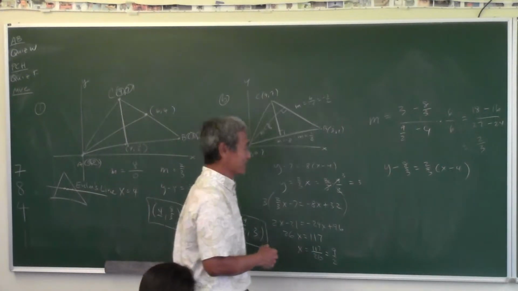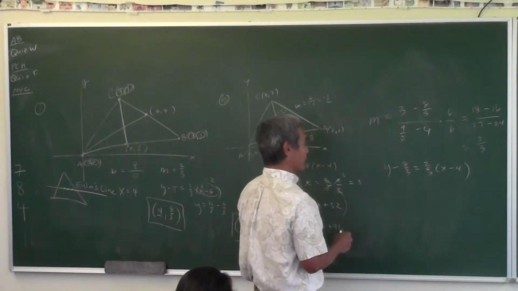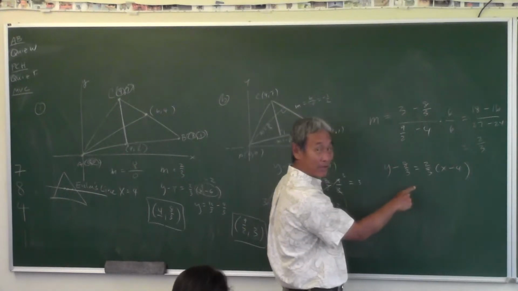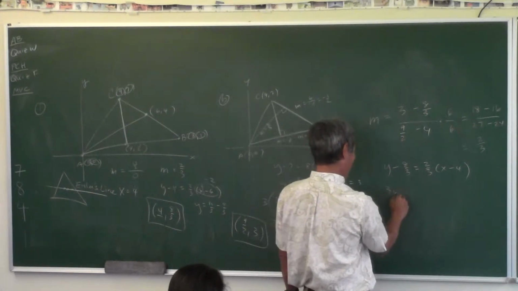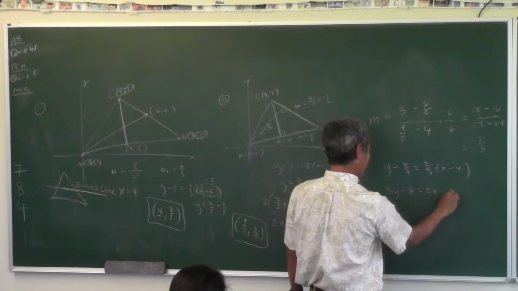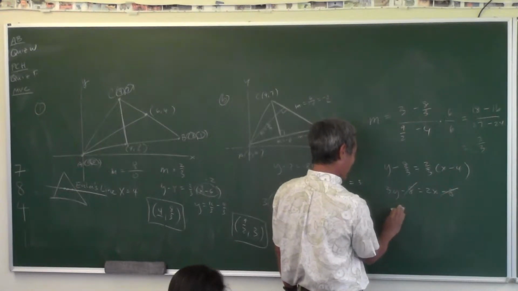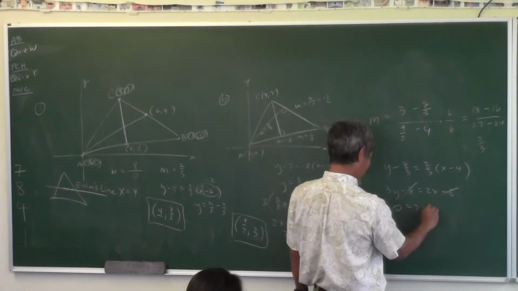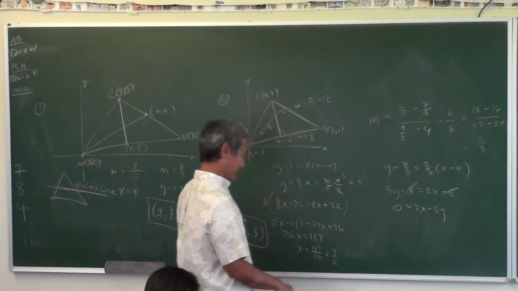So how would you put this in general form? First thing I would do is multiply everything by 3. That's what I would do. So 3y minus 8 is equal to 2x minus 8. The 8 just cancels out. So how about 0 equals 2x minus 3y, because I like my first term positive.